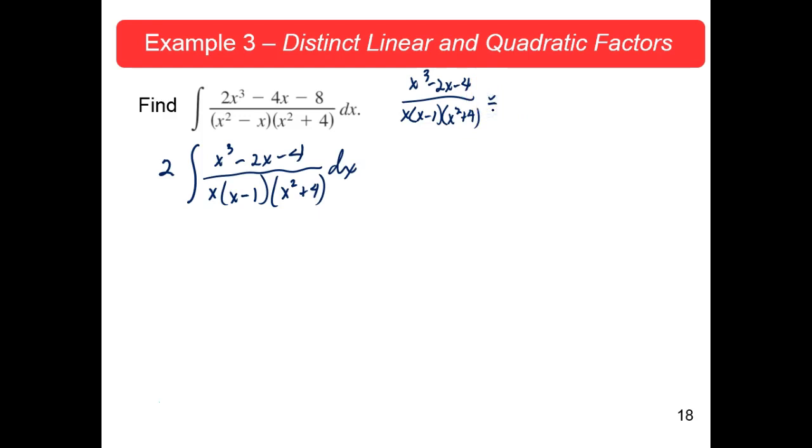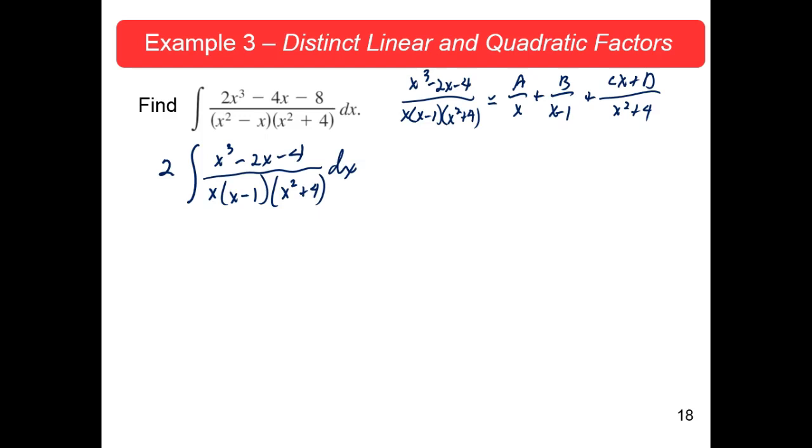Now, how am I going to try to break that down? A over x is a good first start, plus B over x minus 1, that's a good start, plus, this one, because that's an irreducible quadratic that you can't factor any further, you have to have a linear term in the numerator. So Cx plus D, I don't care what you call them, just don't use a letter you've already used, over x squared plus 4. Now, what's your next step?